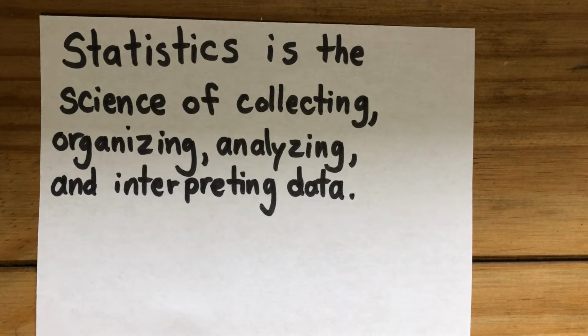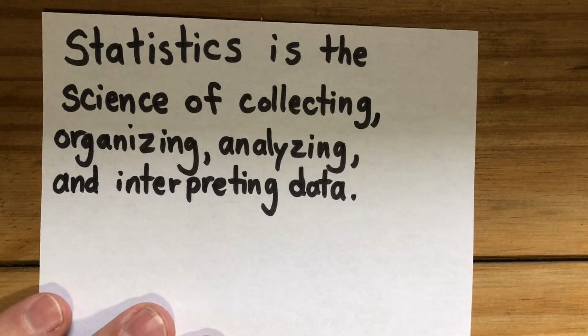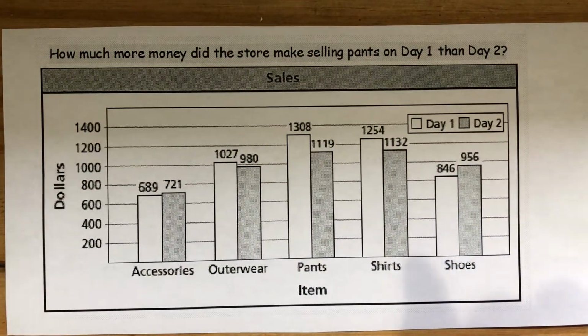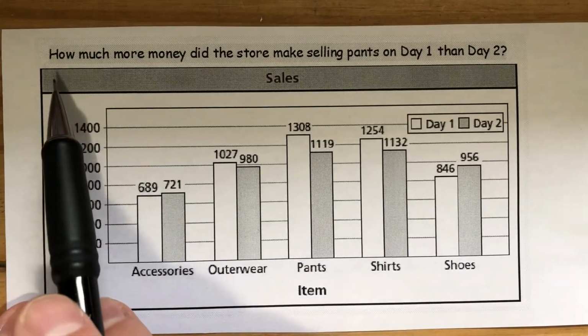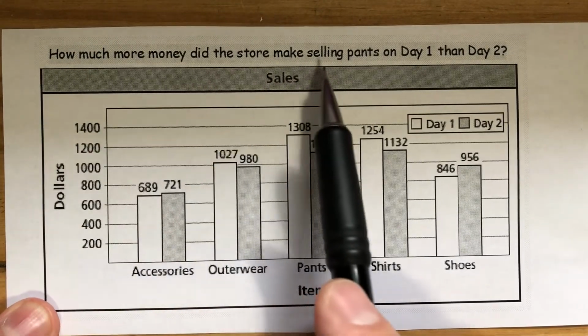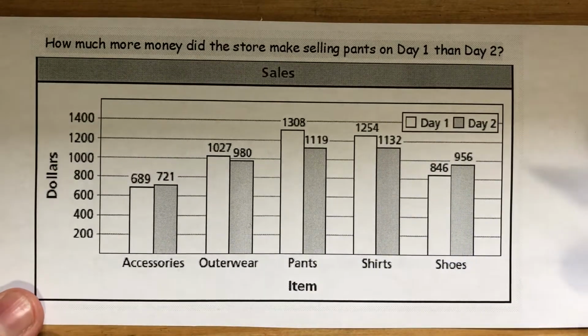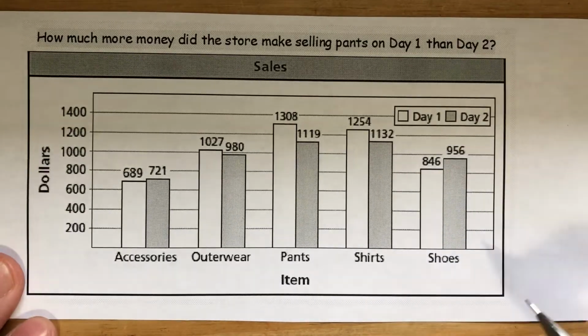And students are familiar with statistics because anytime you're looking at a graph and you're getting information from that graph, you're interested in the statistics. Here's an example of a double bar graph. And this double bar graph does ask a question at the top. How much more money did the store make selling pants on day 1 than day 2? So we need to be able to look at the graph, understand that the graph has varying data, and then answer the question being asked.